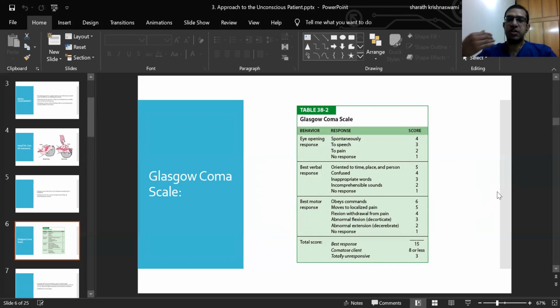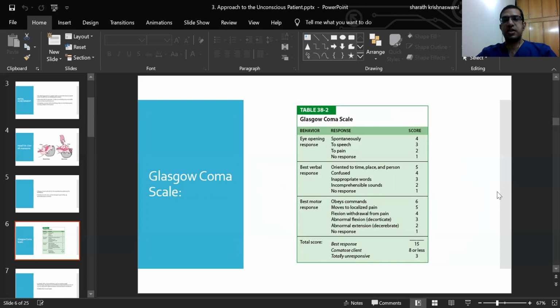Let's say the patient is talking to you spontaneously, then he has a score of 4, which stands for E4. If he responds to you when you talk to him, then you can give him a score of 3. Let's say he's not responding to you, and you pinch him, and then he starts responding, then you can give him a score of E2. If the patient is unresponsive and does not open his eyes, then there is no response.